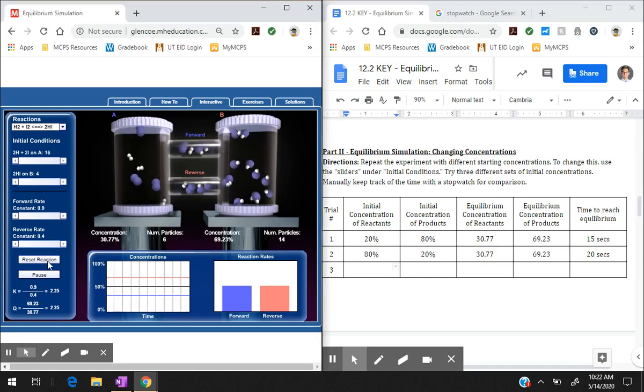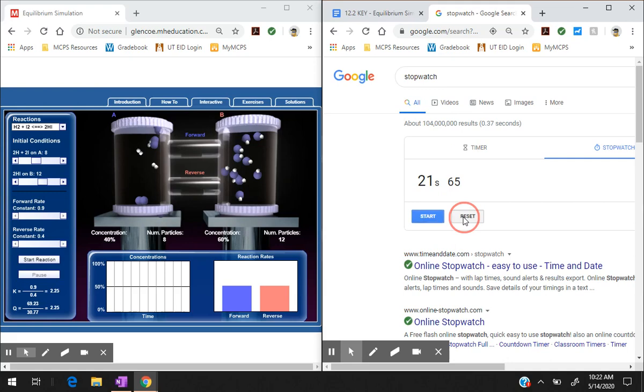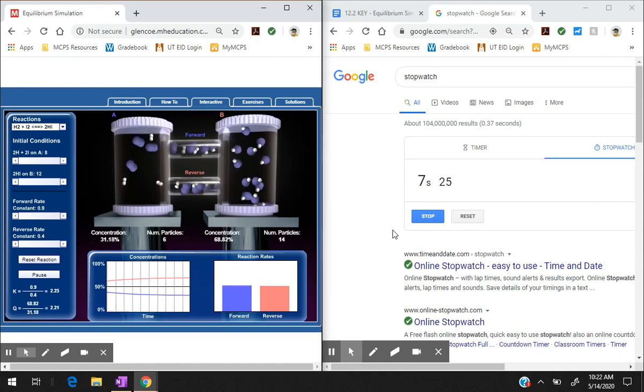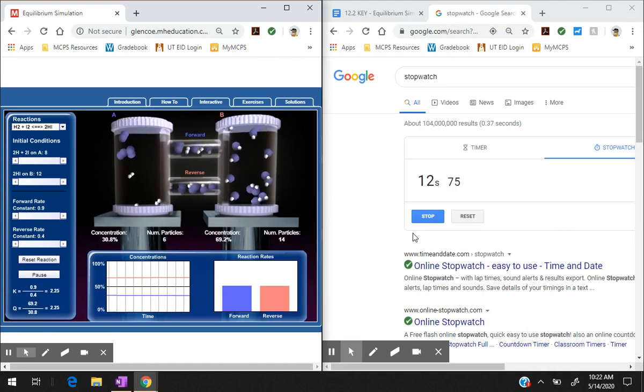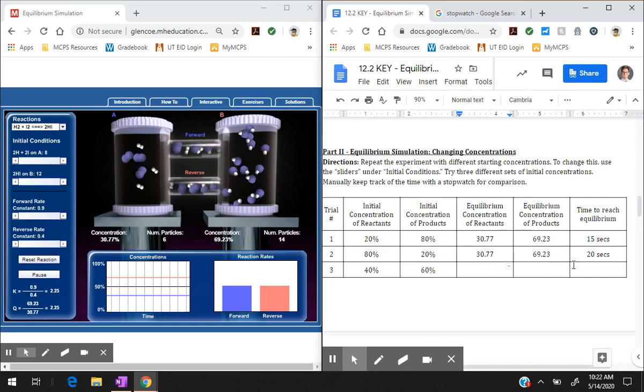Let's try one more. Let's do something that's a little bit closer. Let's do 8 and 12. There you go. 40%, 60%. Let's see what happens with our rate on this one. Start, start. Okay, so about 17 seconds.